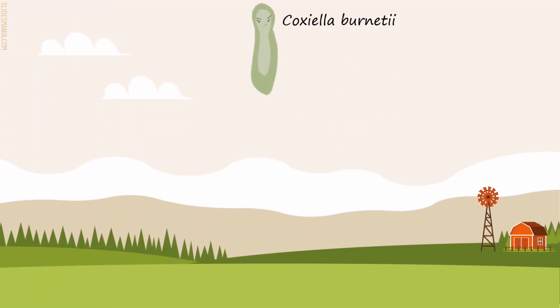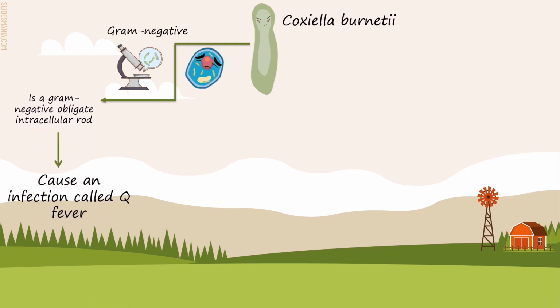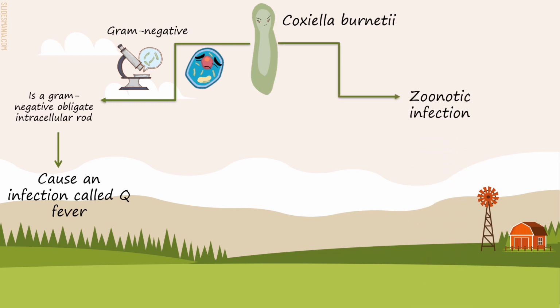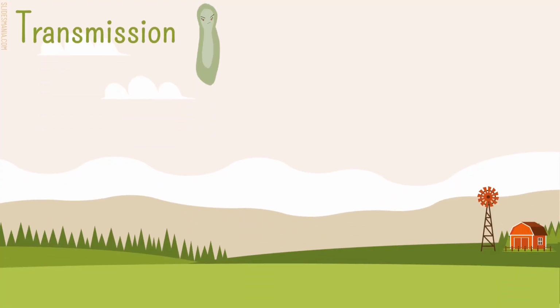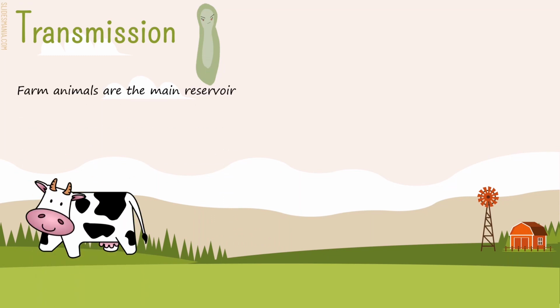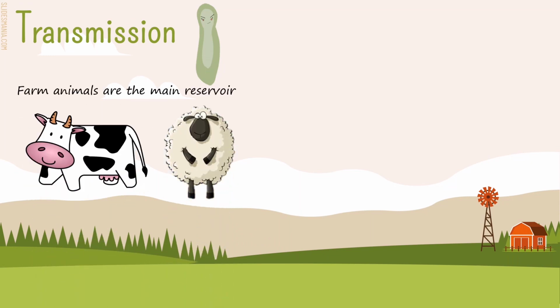Starting with the basics, Coxiella is a gram-negative obligate intracellular bacterium. It can cause an infection called Q fever. Coxiella is a zoonotic infection, which means that the disease is transferred from animals to humans. Farm animals are the main reservoir, so think about cows and sheep when Coxiella is mentioned.